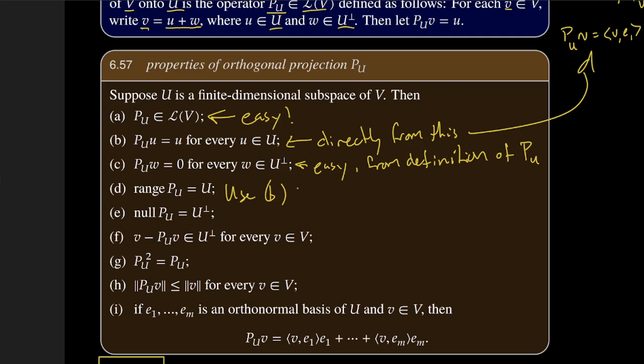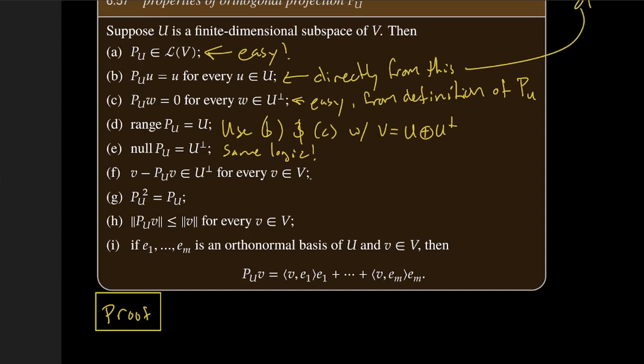Okay. And if we use C, we can get this with the fact that V is equal to U direct sum with U perp, to say, hey, look, the piece in U gets mapped to u, the piece in U perp gets mapped to 0, and the fact that the piece in U perp gets mapped to 0 just lets you do part E as well. Same logic.